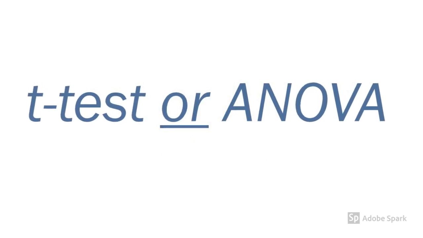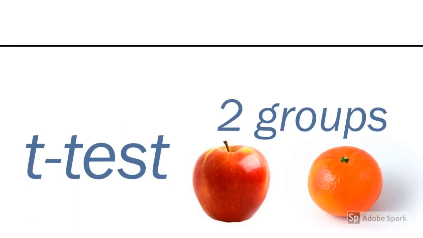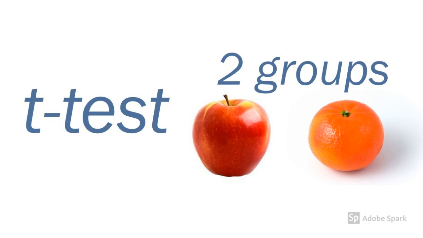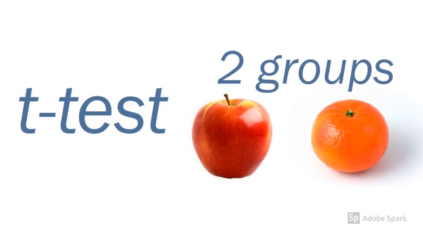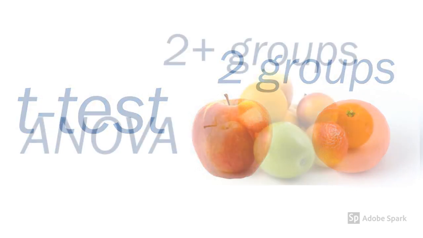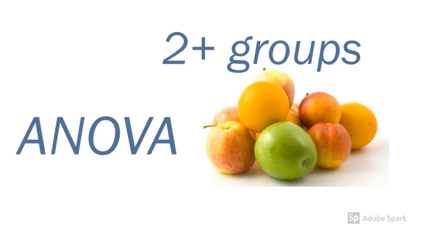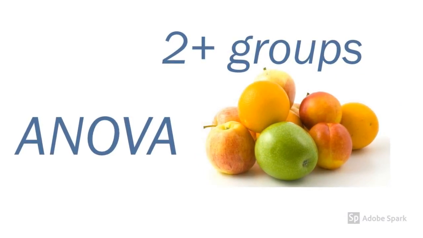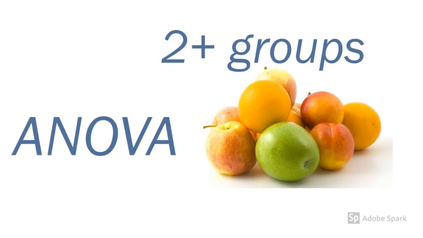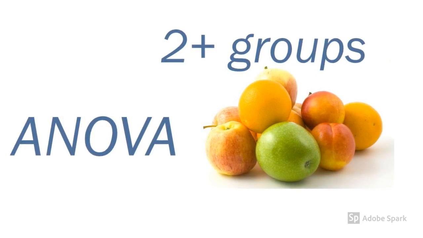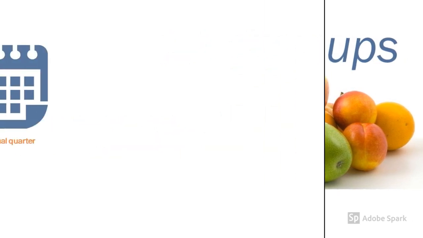So how do you know which one to use, the t-test or the ANOVA? It often comes down to group size. The t-test can only work with two groups. If you only care about differences between two groups in your data, that is apples versus oranges, then the t-test may be for you. The ANOVA works with two groups as well, but can also explore more than two groups. If you want to know if people in your data are acting like apples, oranges, pears, and nectarines, then you have to use the ANOVA.